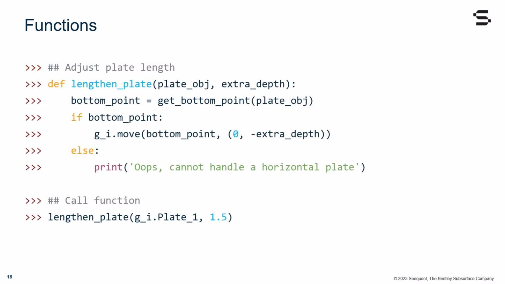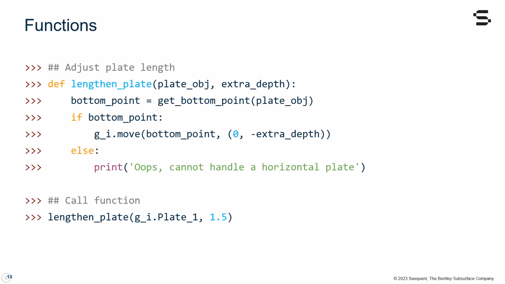In this slide, you will see the definition of a function whose purpose is to adjust the length of a plate by a specified depth. So I write the def followed by a clear name, no spaces are allowed, and finally the two parameters required. Here, these are the plate object itself and the extra depth for the lengthening. My code first needs to check the location of the bottom point of my plate, which is done by running another function named get_bottom_point.